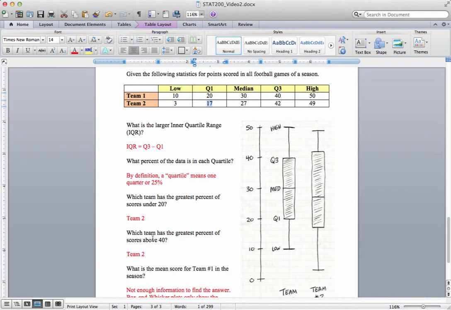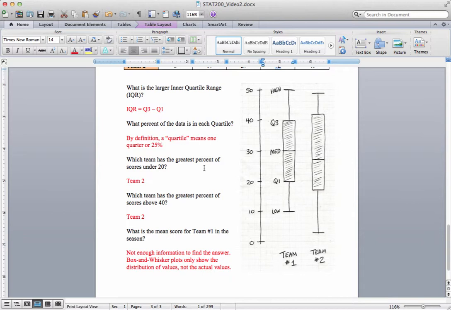Now let's look at the next one, the greatest percent of scores above 40. If we go to this one, we notice there's a quartile range here for Team 1 at 40. 25% of all of its scores are above 40. But for Team 2, 25% of its scores are above 42. The 40 falls between the median and the Q3. So therefore, there's likely more scores down here between 40 and the high range. So again, Team 2 will have more scores above 40 because 40 falls between the median and Q3.